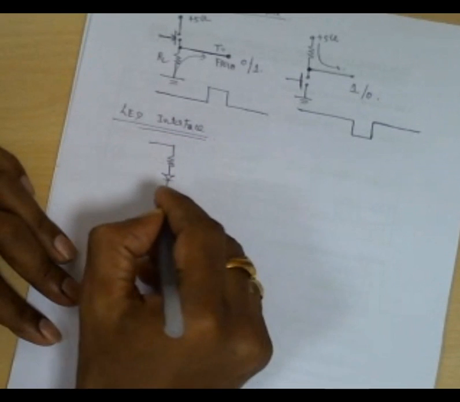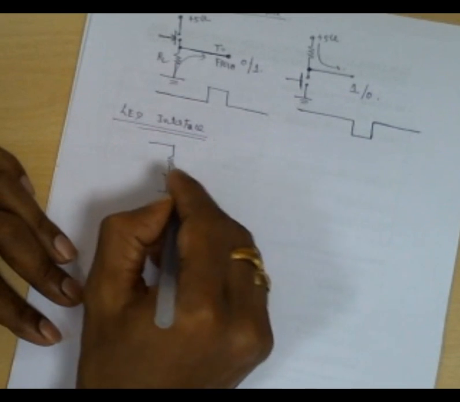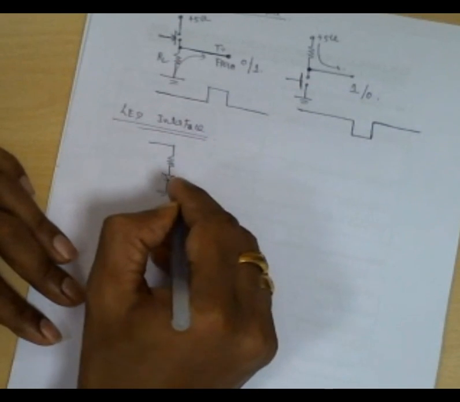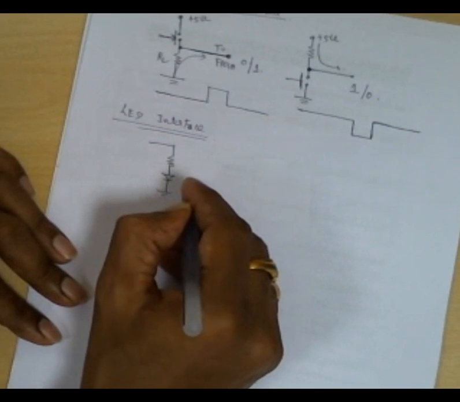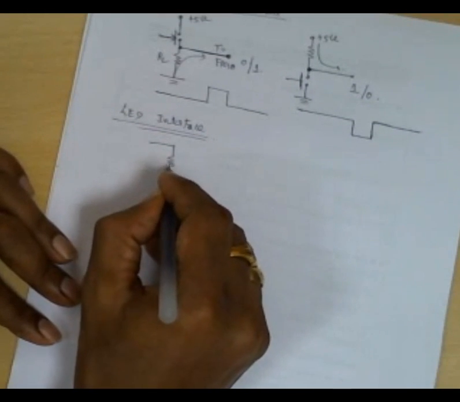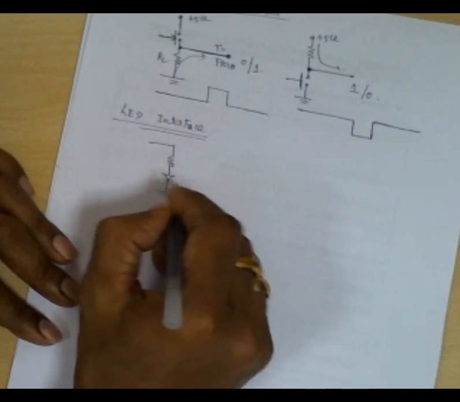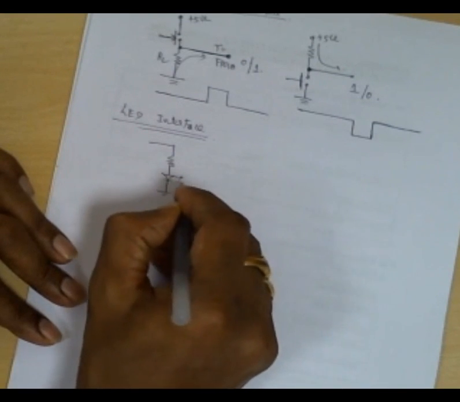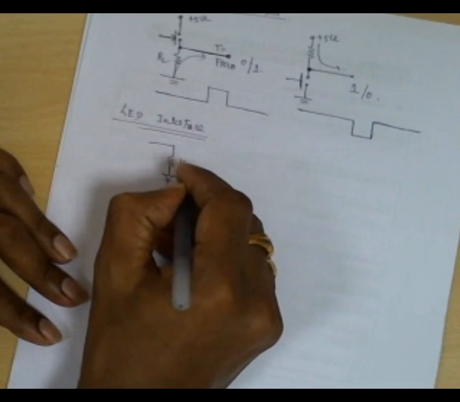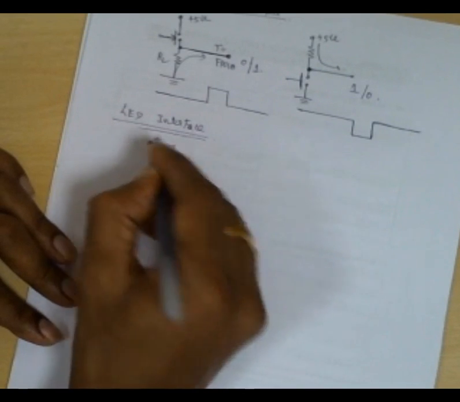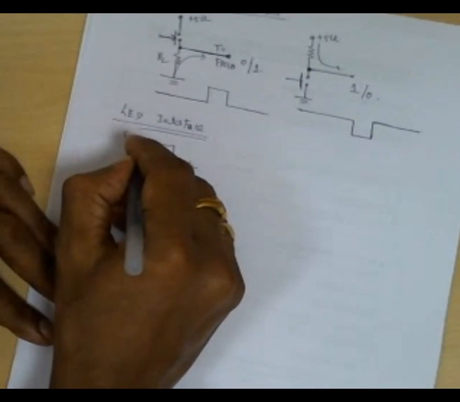An LED should be connected with one resistor all the time, otherwise it will be damaged, because it can work with only about 2.5 volts. So you need to put a current limiting dropping resistor so that some more voltage drops across it, and then the LED will work. Maybe this is 1 kilo ohm, for example. This is from the FPGA.